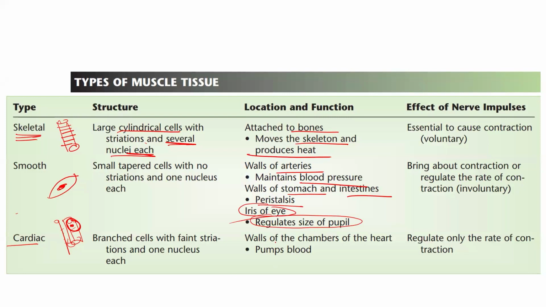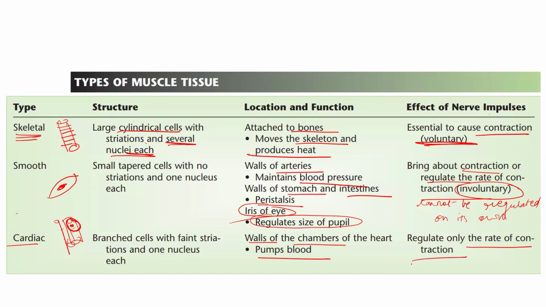Next, cardiac muscles. The cardiac muscles are present in the walls of the chambers of the heart and help in pumping the blood. Now, what is the effect of nerve impulses on skeletal muscles? Skeletal muscles are essential to cause the contraction, and therefore they are voluntary in nature. Smooth muscles bring out the contraction or regulate the rate of contraction. They are involuntary in nature, that is, they cannot be regulated. Their function cannot be regulated on its own. While cardiac muscles can only regulate the rate of contraction, still most of the functions are involuntary.